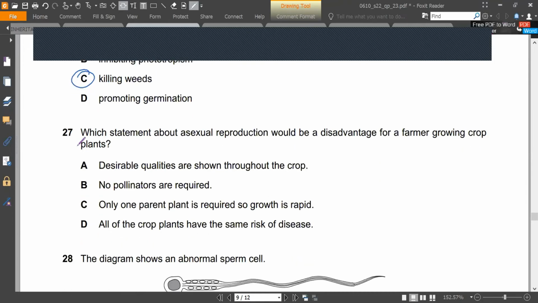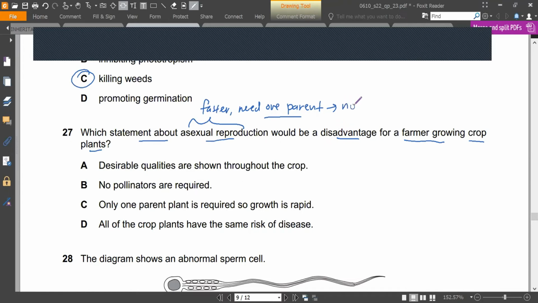Which statement about asexual reproduction would be a disadvantage for a farmer growing crop plants? Asexual reproduction is faster, and it only needs one parent. But the problem is we get all the DNA from one parent, so there is no genetic variation.